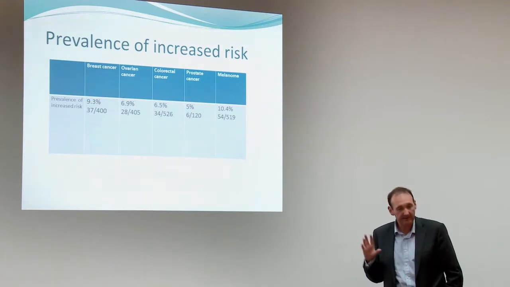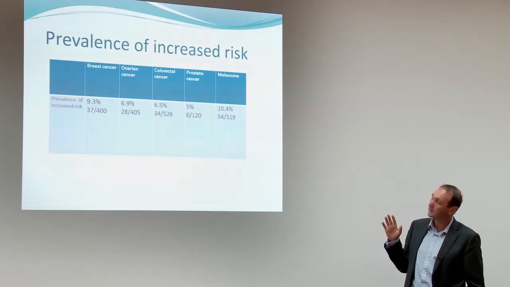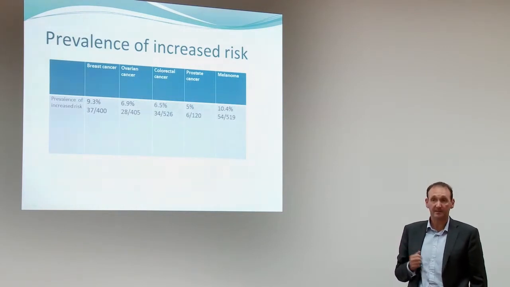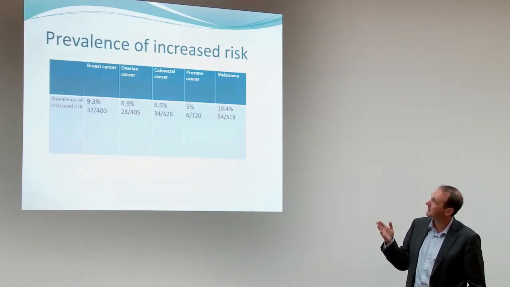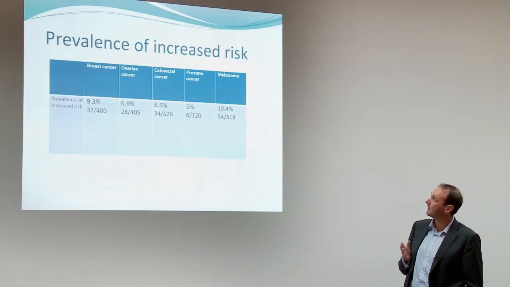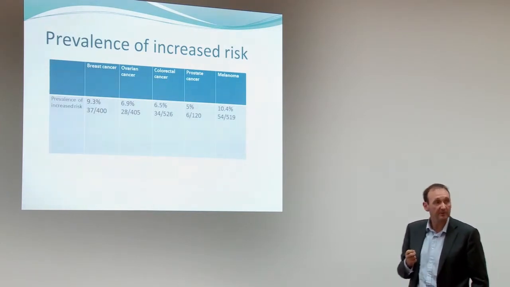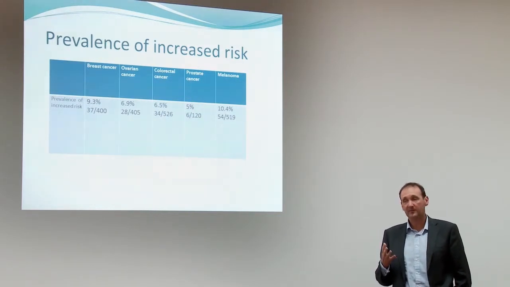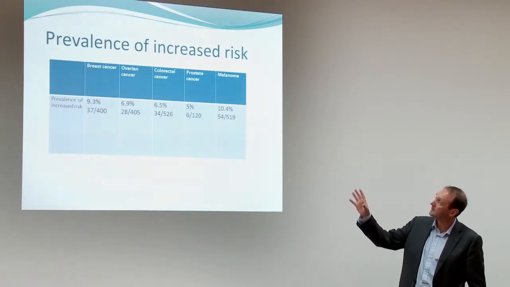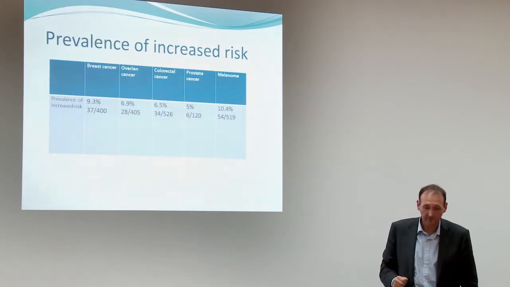So, I'm going to now just focus on the cancer questions. And this is just to show you the prevalence of people who are at increased risk. So we recruited just over 500 people into this study. And you'll see that there are 9% increased risk of breast cancer, 6.9% ovarian cancer, 6.5% colorectal, 5% prostate, and 10% were at increased risk of melanoma. To give you a feel of the sorts of numbers that you might expect. Now some of those there'll be overlap, particularly with the breast and ovarian cancer, but not with the other groups.